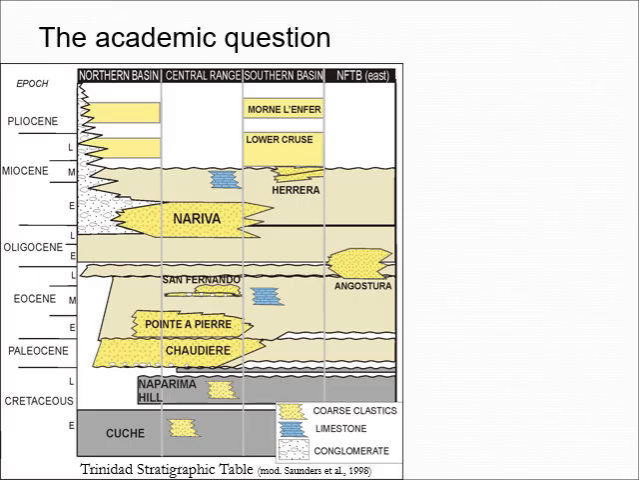Just to summarize at a really high level, we have a Cretaceous suite represented by the Gautier and Naparima Hill formations. Then we transition into a Paleogene suite, Paleocene, Eocene, Oligocene, which starts with the Chaudière formation, continues with and ends with, say, the River formation. And then finally we have what I will call a Neogene suite, which represents strong deltaic input, deltaic sandstones of, say, the Lower Cruse and Mont Lefort formations.